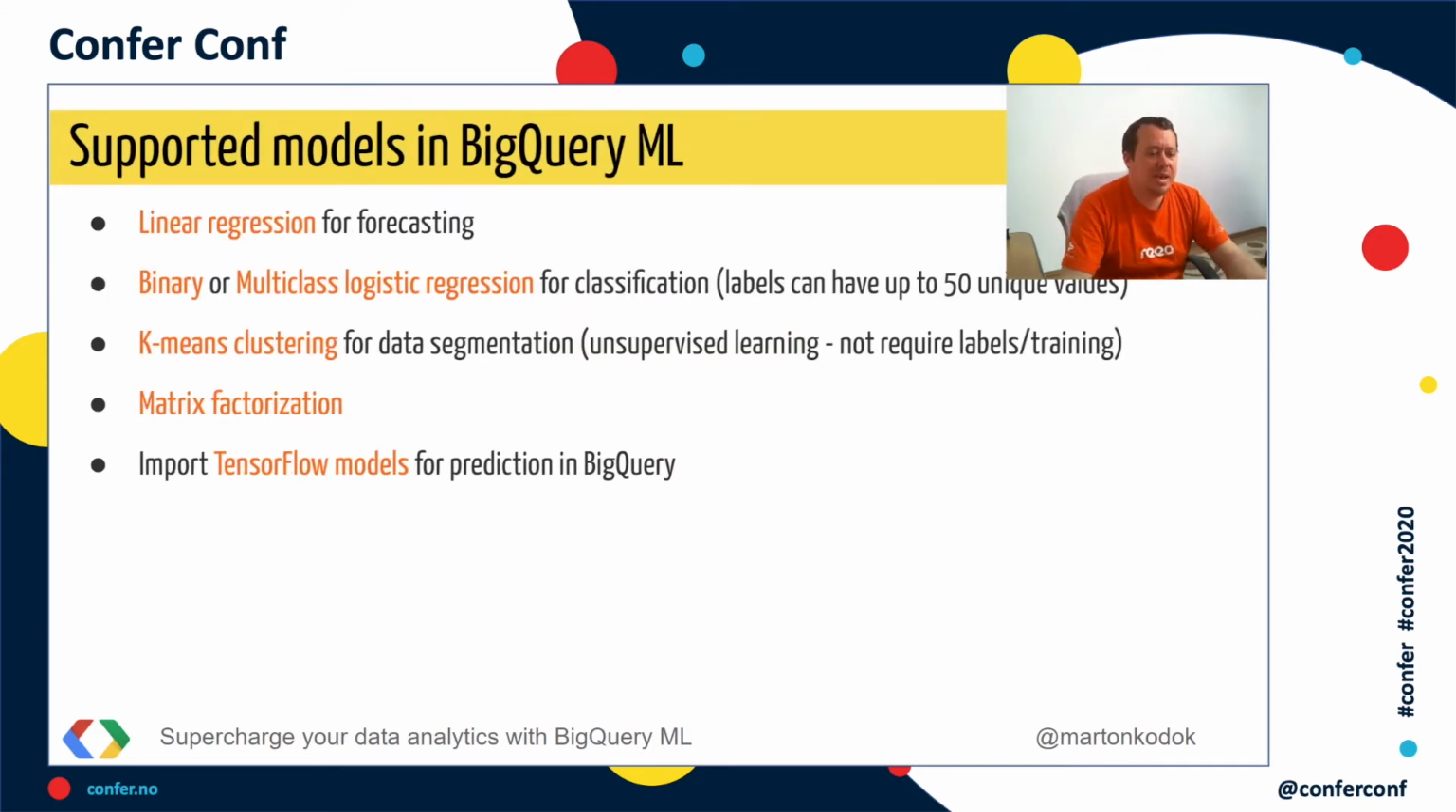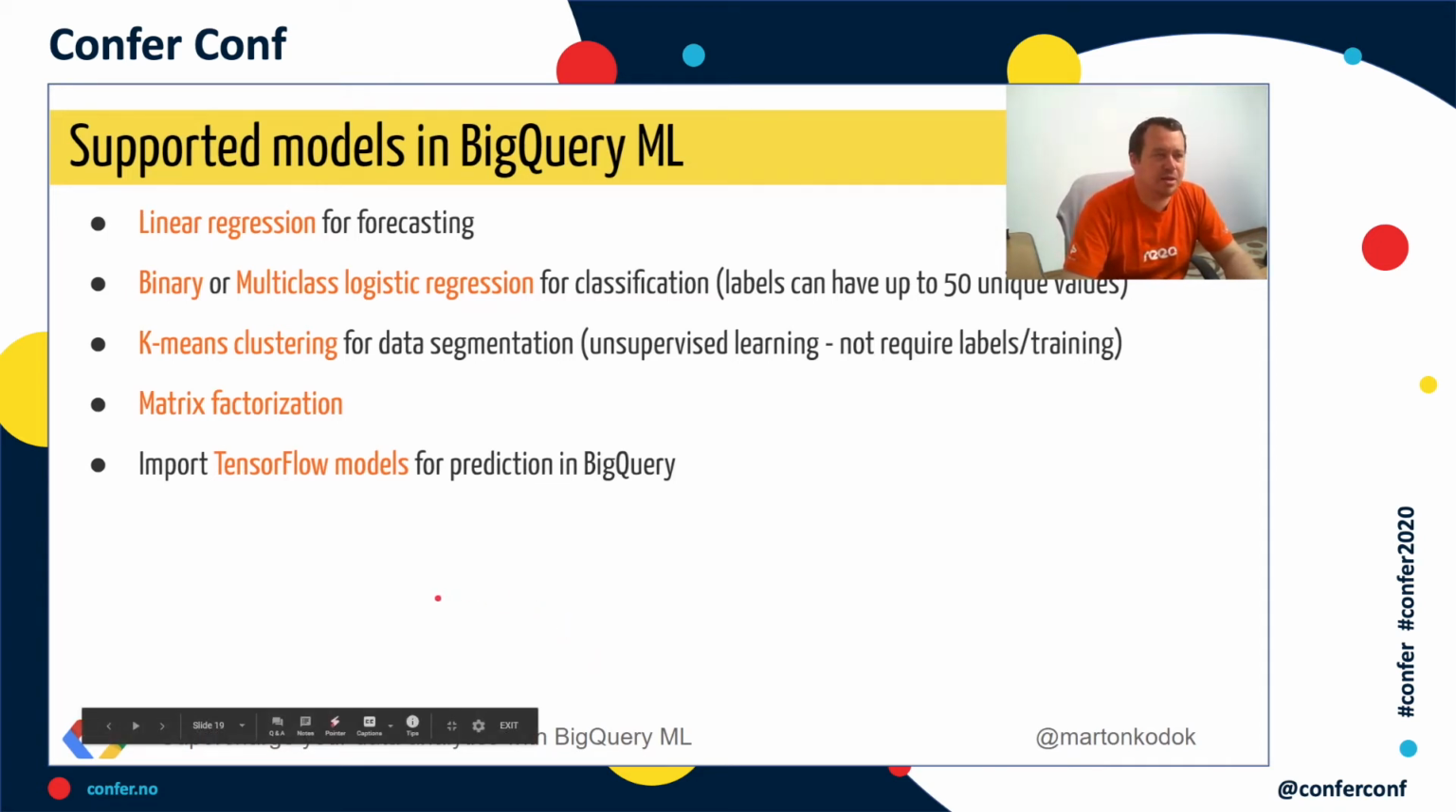So we have here on the screen the supported models right now that BigQuery offers. And look here, there is linear regression for forecasting. You can have binary and multi-class logistic regression for classification, like it's black or white, or you can have labels with up to 50 unique values. You can run k-means clustering for data segmentation. You can have matrix factorization, which is a recommendation engine. I will have examples for all of this.